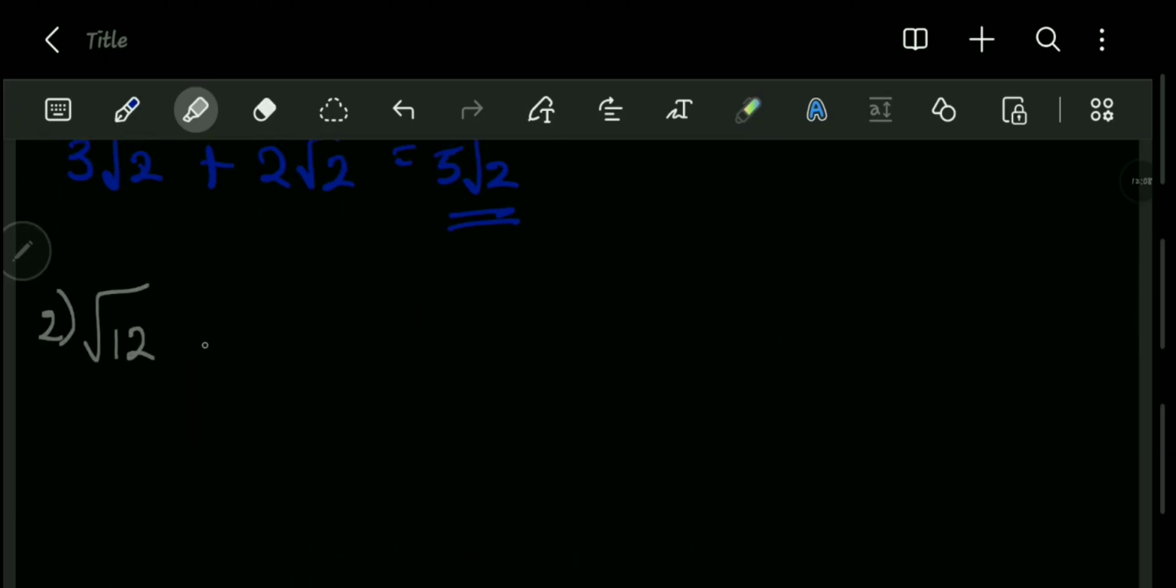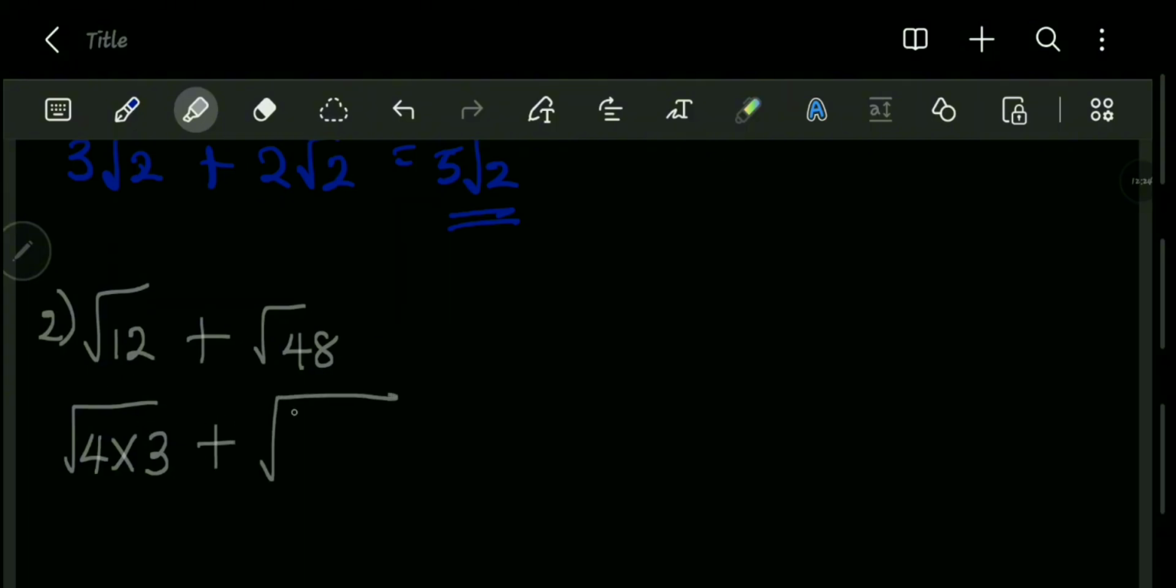Surd 12 plus surd 48. Now for this one here, what two numbers multiply to give us 12? Those two numbers are 4 and 3. Then for this one, what two numbers multiply to give us 48? One of them is a perfect square. I think that should be 16 times 3, because 16 is a perfect square. If you check it, 16 times 3 is going to give you 48.